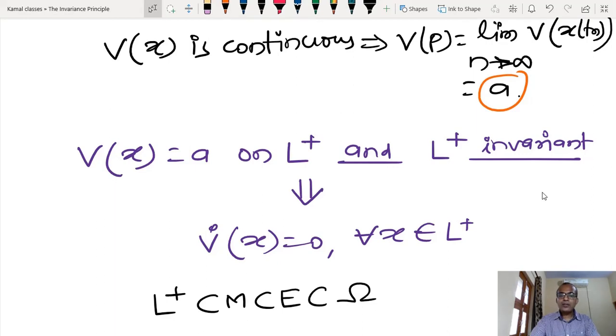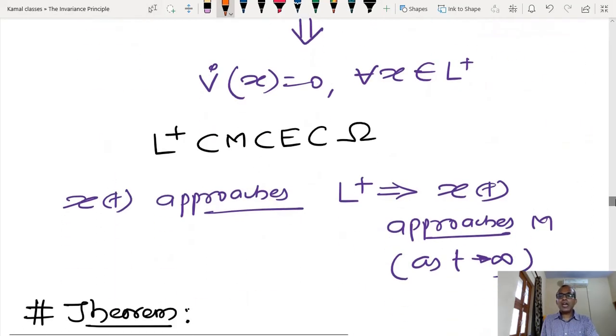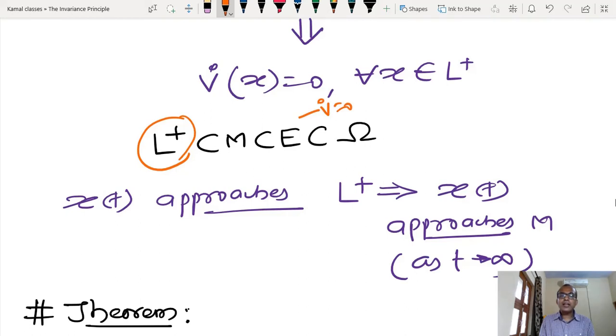Due to that reason, x(t) approaches L plus implies x(t) approaches M as t tends towards infinity, because whatever limit set there is lies inside the largest invariant set. So the limit point or limit set lies inside this largest invariant set where V dot equals 0. As t tends towards infinity, the limit is inside this set M. M might be the origin, or it might be some kind of line, which is not an equilibrium point. We are going to see that using one example. In this way one can establish the proof.